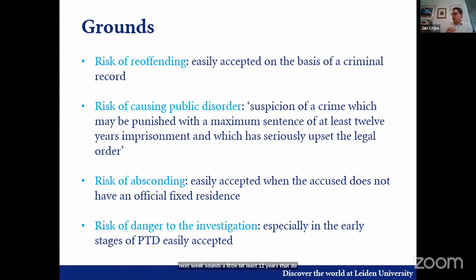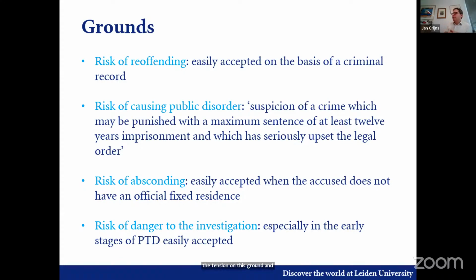For instance, drugs, the smuggling of drugs. Of course, when someone is suspected of drug smuggling in great amounts, well, then the legal order will be upset. But when a citizen has a small amount of drugs and he goes from Germany to the Netherlands and he has only a small amount, well, then the legal order will not be shocked by that fact. But nevertheless, the suspect can be placed in pretrial detention on this ground.